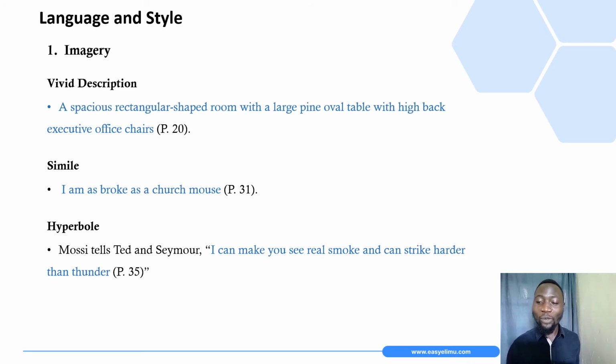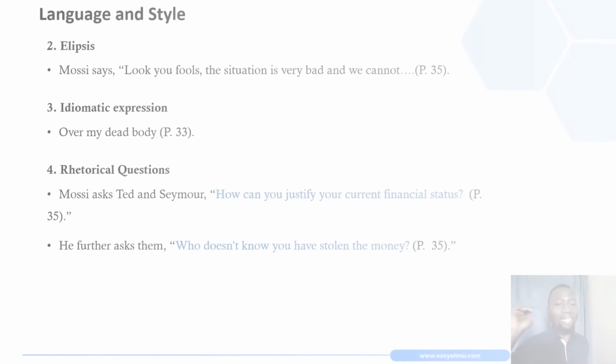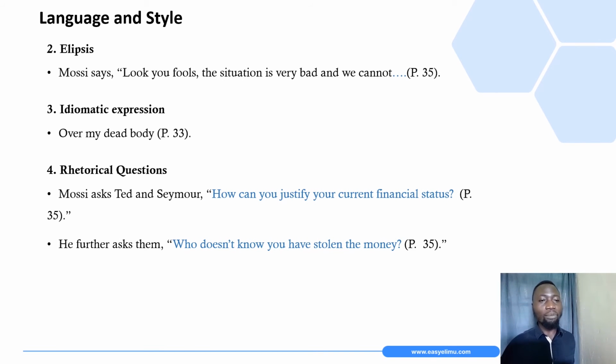We all know what normally happens when thunder strikes. But now, when the mayor argues that he can strike harder than thunder, then as normal human beings, we know that it is nowhere near possibility. So it is an exaggeration. On to the next style, not under imagery. That is ellipsis, omission of words.